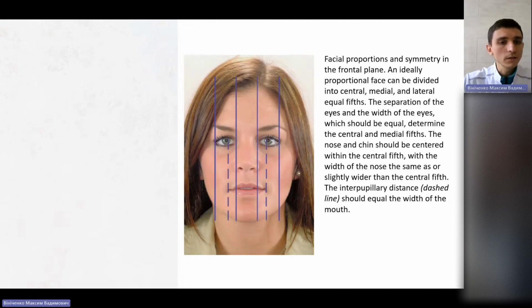Okay, and now facial proportions. This photograph is from the orthodontic book.